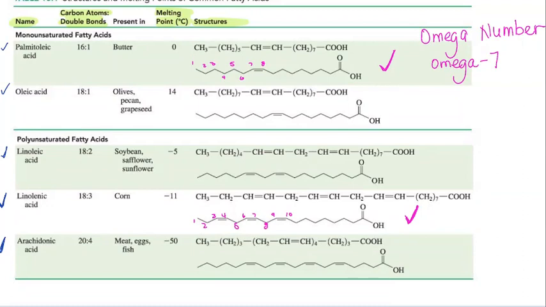There's more carbon atoms, but I'm just naming those. This is an omega 3, omega 6, omega 9 fatty acid. Any questions on the omega number or omega term for an unsaturated fatty acid?